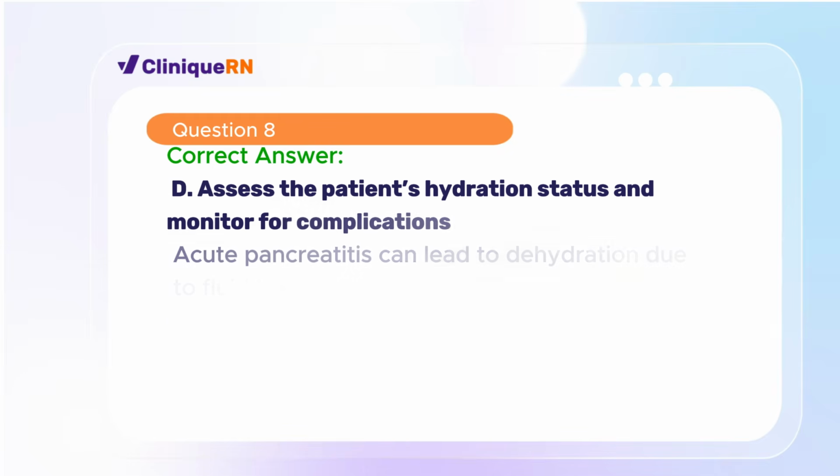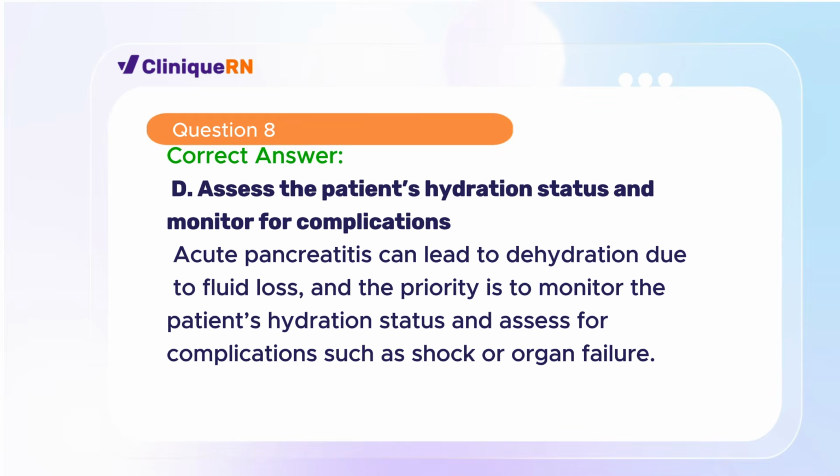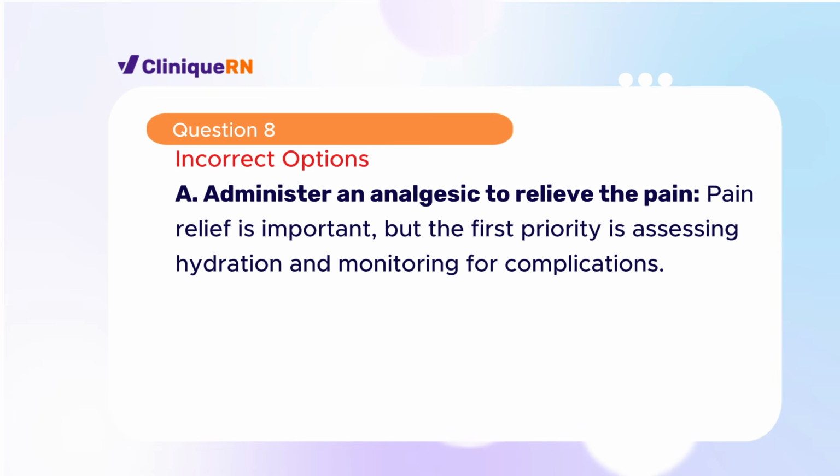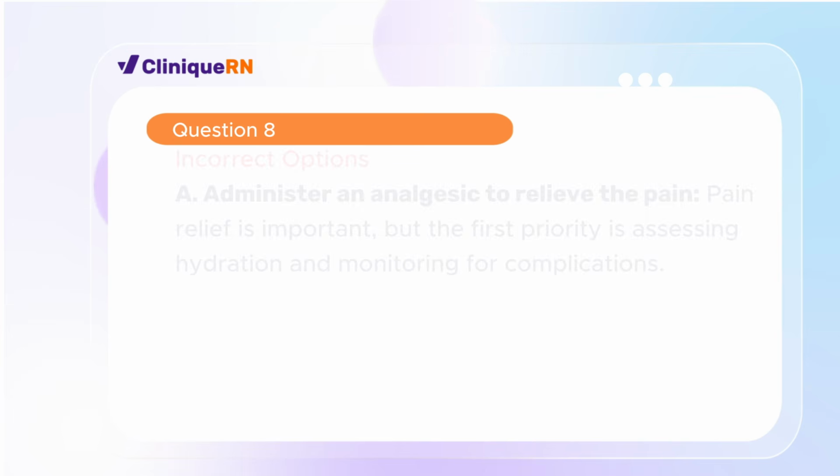The correct answer is D. Assess the patient's hydration status and monitor for complications. Rationale for correct answer. Acute pancreatitis can lead to dehydration due to fluid loss, and the priority is to monitor the patient's hydration status and assess for complications such as shock or organ failure. Rationale for incorrect answers. A. Administer an analgesic to relieve the pain. Pain relief is important, but the first priority is assessing hydration and monitoring for complications.